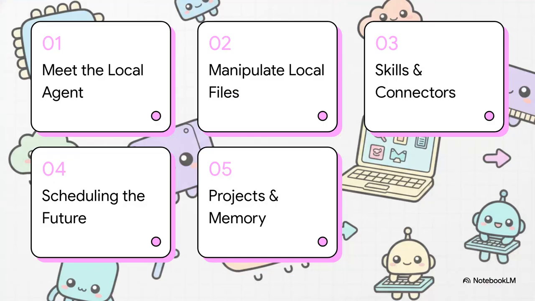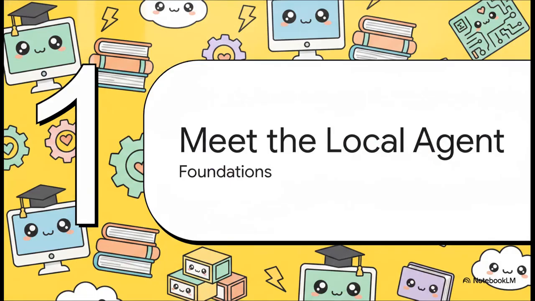Think of this explainer like a video game skill tree. Here is our roadmap. First, we'll meet the local agent. 2, manipulating local files. 3, skills, connectors, and plugins. 4, scheduling the future. And finally, 5, projects and persistent memory. Okay, section 1, meet the local agent.